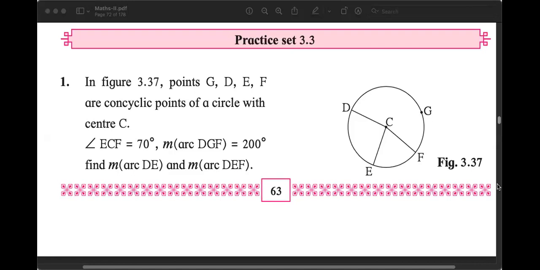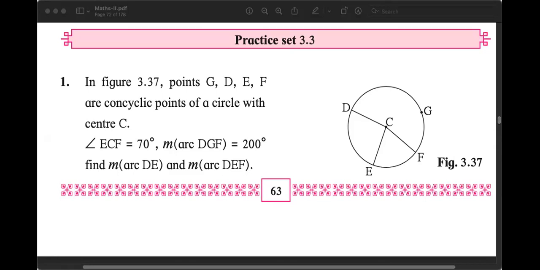Practice set 3.3, question number 1. There is a circle in figure 3.37. Points G, D, E, F are concyclic. New word, concyclic. Con means same, cyclic means on the same circle. Are concyclic points of a circle with center C.